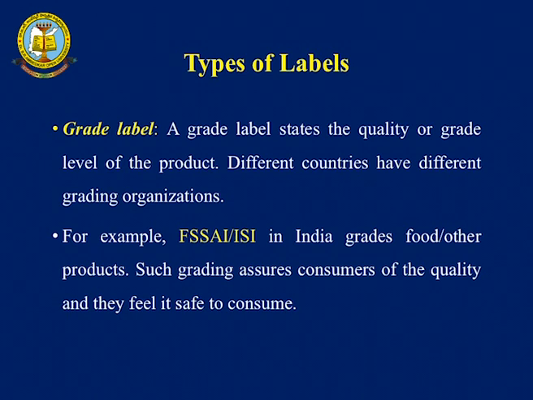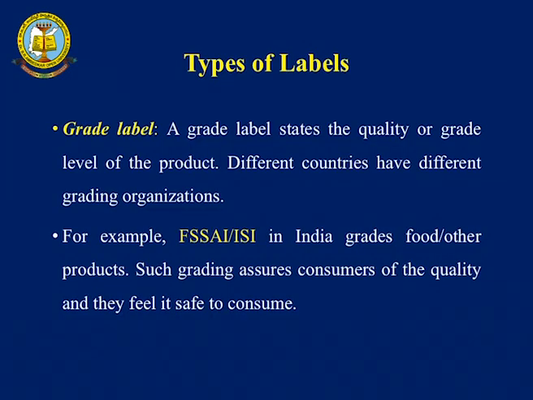The third label is the grade label. A grade label states the quality. Like for few food products, when you buy a chocolate, biscuit, juice, cold drink, you will have an FSSAI label. It tells that it is of a good quality. You can consume that particular product because the quality is checked and you have no risk consuming. Or you buy an electronic, you will have an ISI mark on it. So the ISI mark tells that the quality of that particular product is checked and it is safe for you to use.